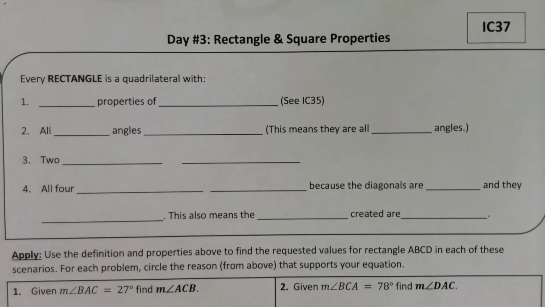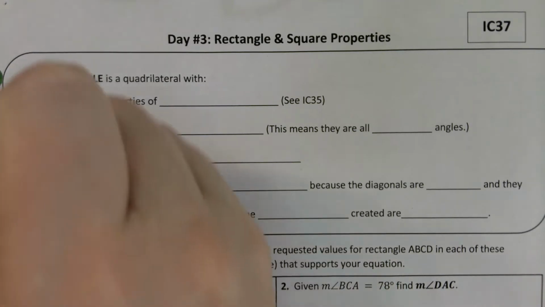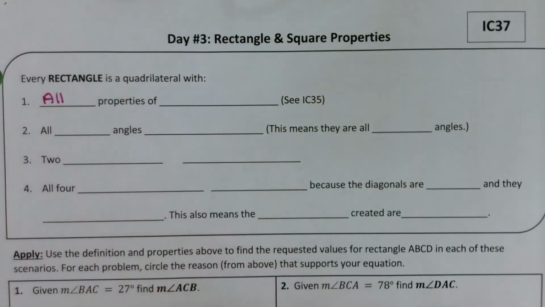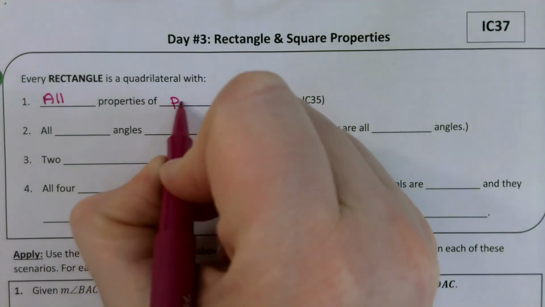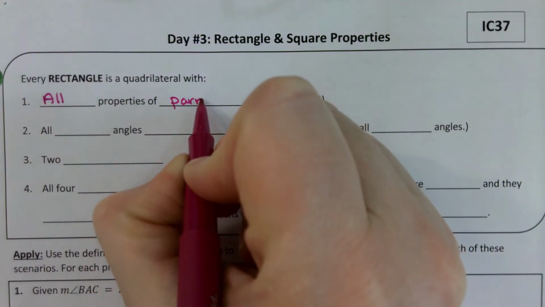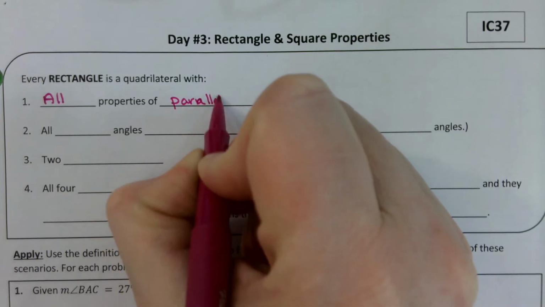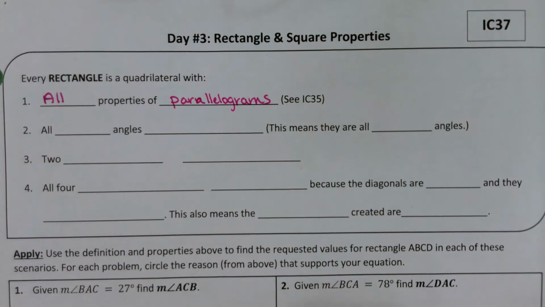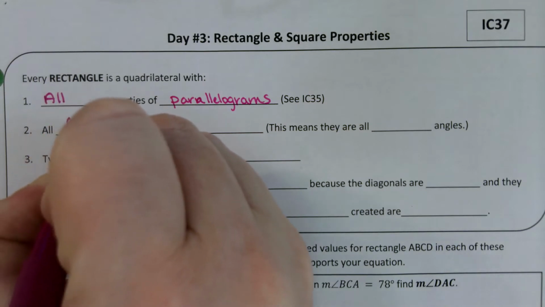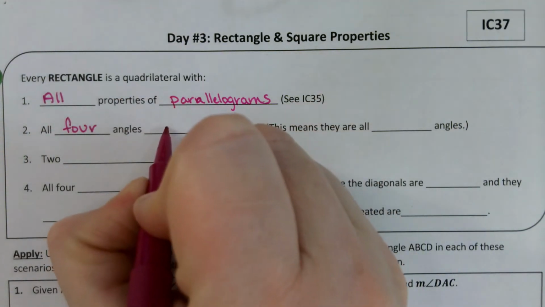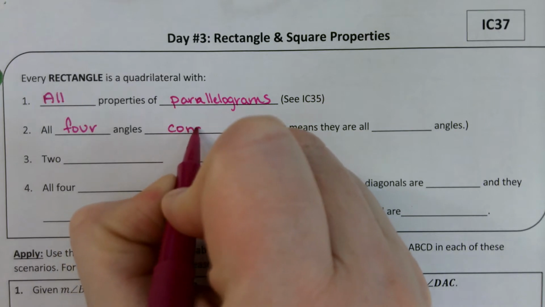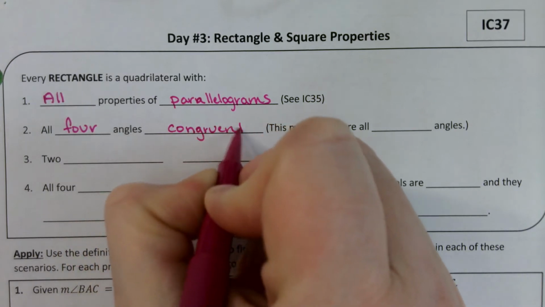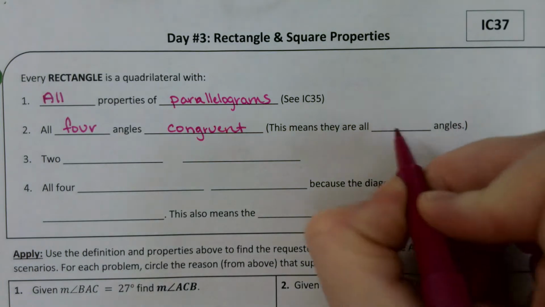Okay, so this video is about rectangles and their properties. The first thing is all the properties of parallelograms still hold true, which we learned about in class 35. The one this video is about is all four angles are congruent. This means that they are all right angles.